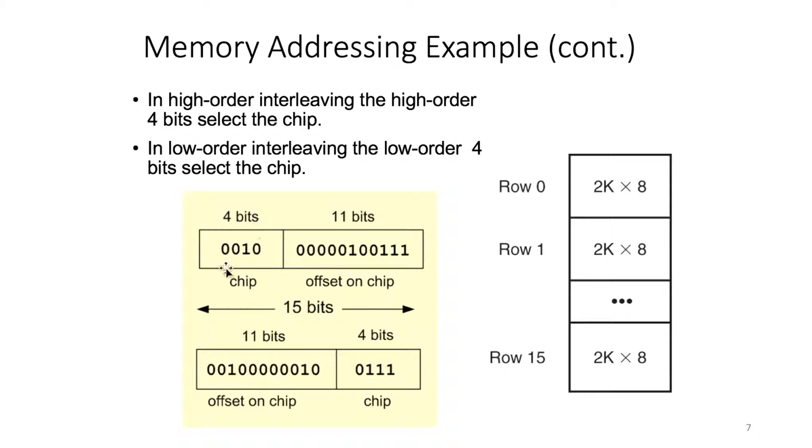Okay, so the total number of bits is still 15 bits. This is the high order bit representation of the memory address. On the other hand, if you use low order interleaving to represent the address of the memory, we spend the 4 least significant bits to represent the chip number, and the remaining 11 bits to represent the offset within the chip. So again we have 11 plus 4 equal to 15 bits to represent the address of the memory.